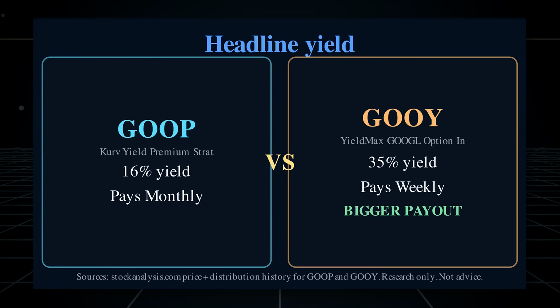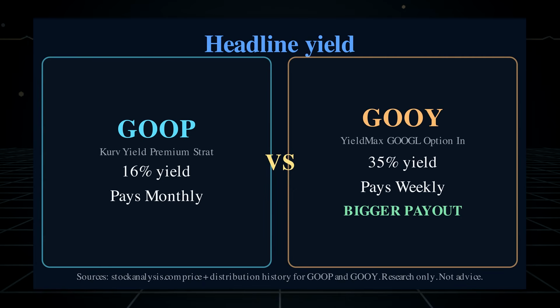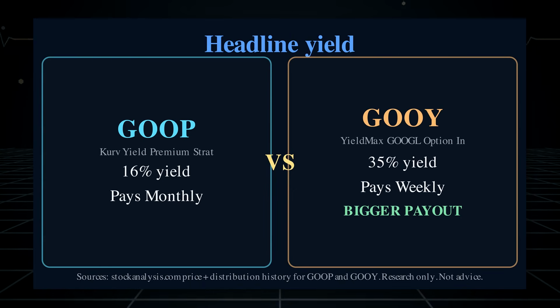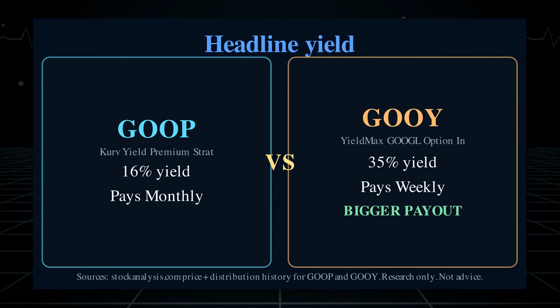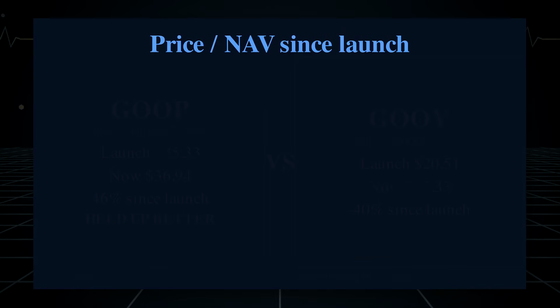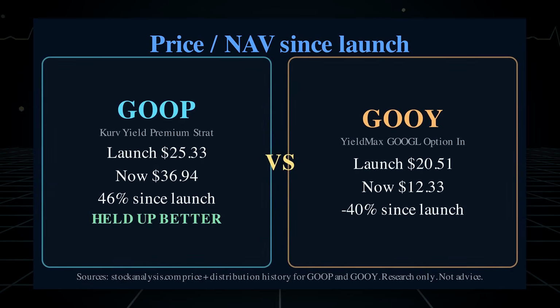So GOOY wins the visible yield contest: higher headline rate, weekly delivery, and more cumulative cash per share. GOOP offers the lower rate, monthly delivery, and less cumulative cash. But the real income question is not, how loud is the payout? It is, how much economic value survived after the payout was made. That takes us from the mailbox to the balance sheet.